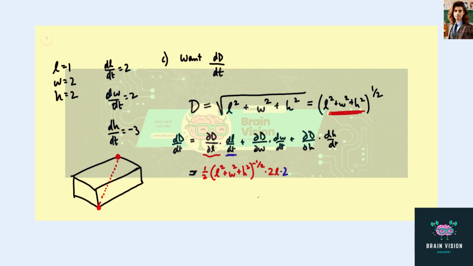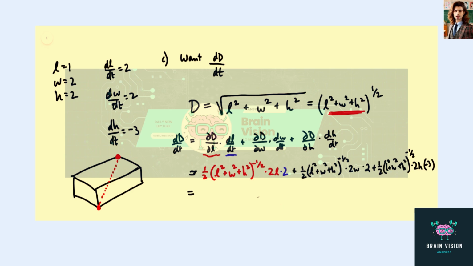Good. So again, the good news is we can do the exact same thing for W. The derivative will look the same. It'll be 1/2 times (L squared plus W squared plus H squared) to the minus 1/2, but this time times 2W. And dW/dt was given as 2. And same thing over here, 1/2 times (L squared plus W squared plus H squared) to the minus 1/2 times 2H this time. And dH/dt is given to us as -3.